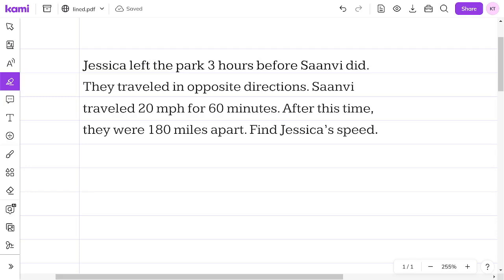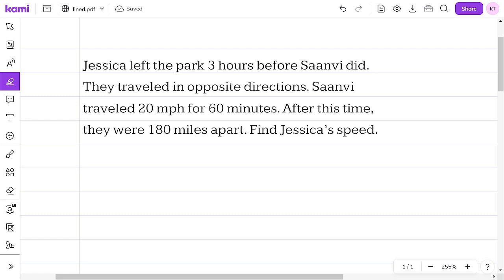All right, so here we have a distance problem. It says Jessica left the park 3 hours before Sanvi did. They traveled in opposite directions, and Sanvi traveled 20 miles per hour for 60 minutes. And then after this time, they were 180 miles apart. And this question is asking us to find Jessica's speed.